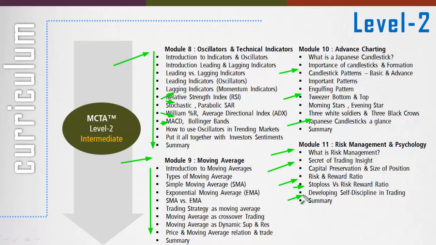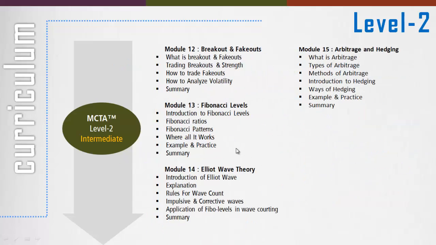Then this is our module 2. We can say this is our level 2, that is the intermediate level. These are the further things: breakouts and fake outs, how to identify trades, and how to analyze volatility in terms of identifying breakouts and fake outs. Then the Fibonacci levels, how and which important ratios we should work upon.